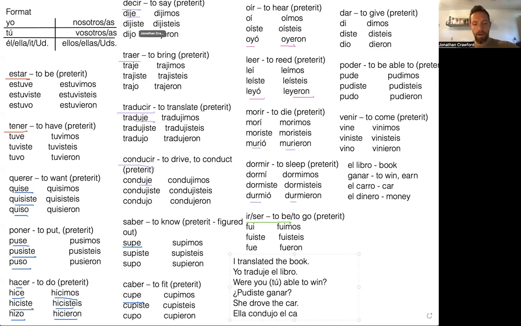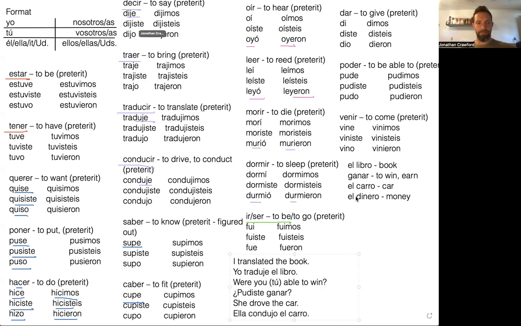El carro. Is that the only way? No, there's other ways. You can say coche, el auto. Can you think of other ways to say car? Put it in the comments below. Ella condujo el carro. She drove the car. It's irregular. It's not going to be condució. No. Condujo. Ella condujo el carro.